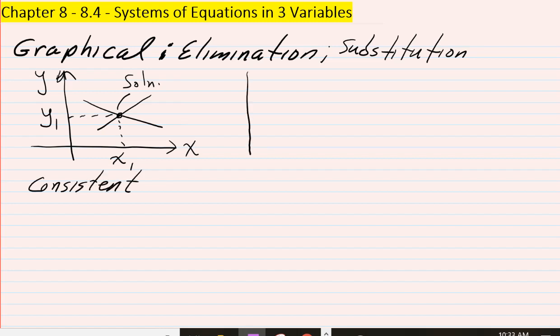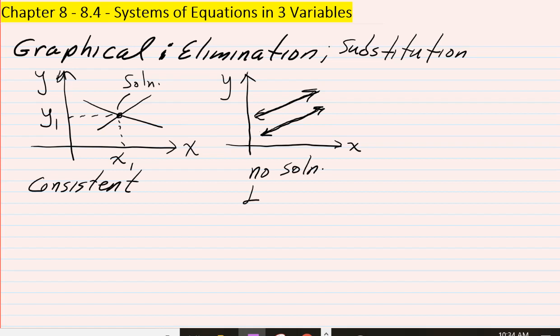The other thing that could happen when you graph two lines is that the two lines become parallel lines. So these are two parallel lines. Because there is no point of intersection, this is a system that has no solution, and the system is called inconsistent.